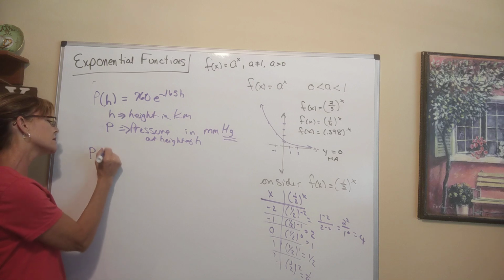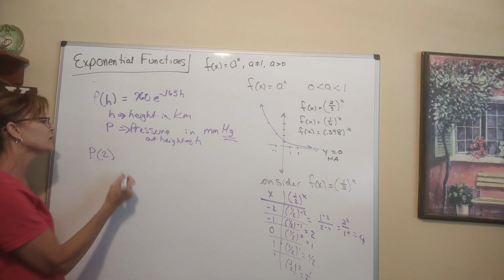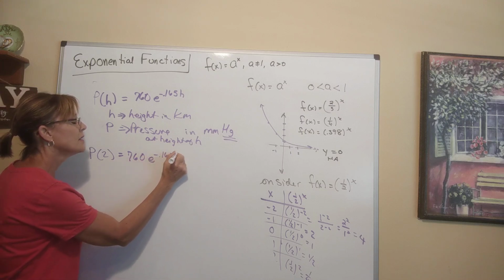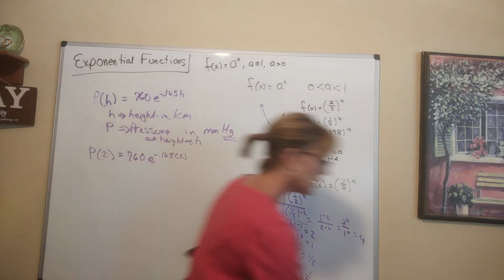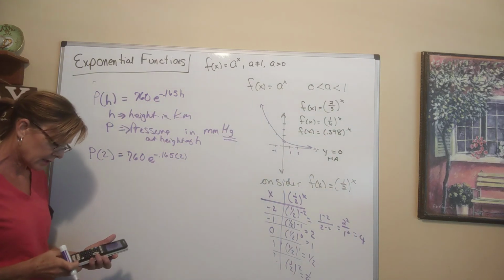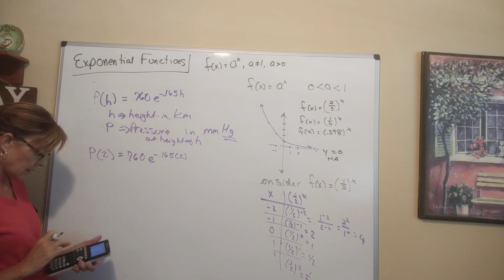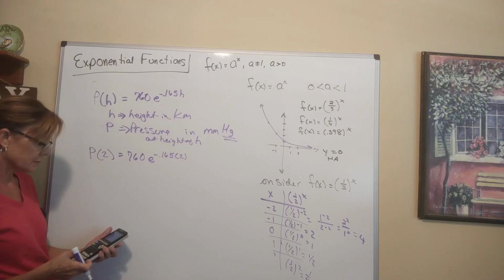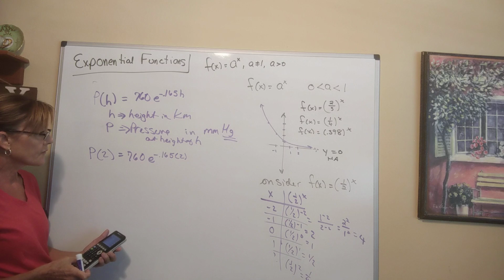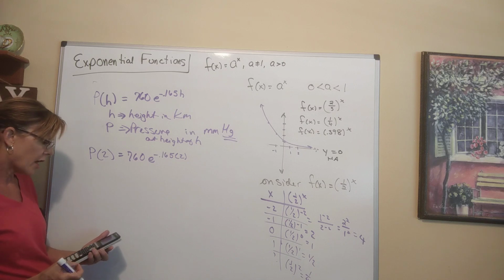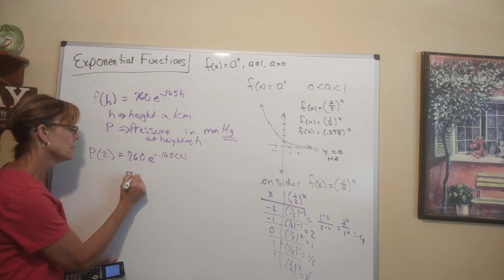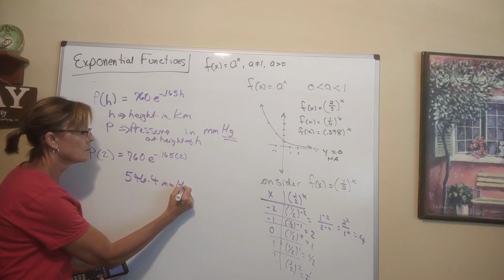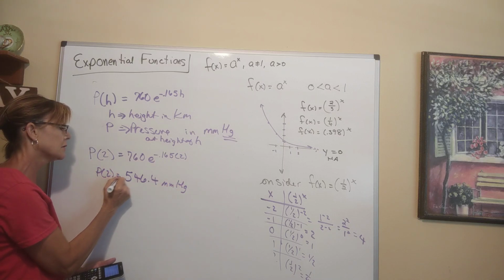So what we're asked to do is find the pressure when the height is 2 kilometers and also 10. So to find it when it's 2, I'm just going to substitute the number 2 in for h. 760 times e to the negative 0.165 times 2. I'm going to use my calculator now, and I'm going to say 760. I'm going to hit my second LN button, which gives me the e raised to a power. I'm going to say negative 0.165 times 2, and I get 546.4, if I round it to the 10th place, millimeters mercury is the pressure. P of 2 is equal to this.